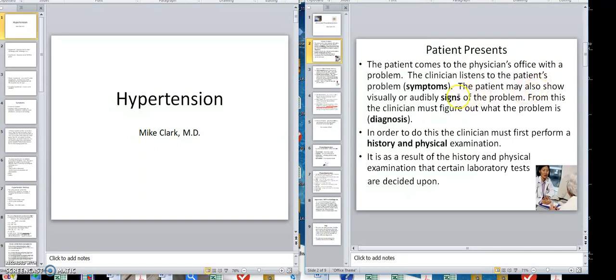They also may express signs. Signs are something that can actually be seen by the clinician. So in order to make a diagnosis, you combine the symptoms with the signs with some physical exam and some history to come up with a diagnosis.